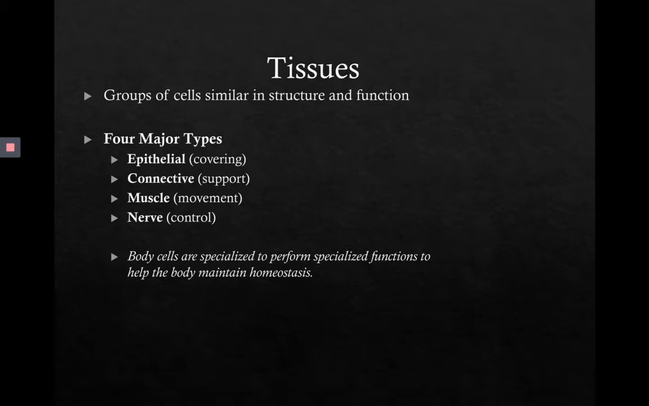But before you go any further, I would write these on a card. I would get used to them being the 4 major types of tissues. I'd get used to being able to list them off the top of your head. You should know the 4 major tissue types.